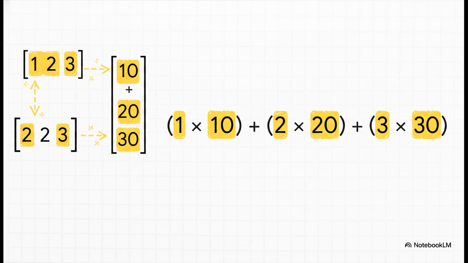And here's how you combine them. You multiply the elements that line up. So the first number in the row times the first number in the column, that's 1 times 10. Then the second numbers, 2 times 20. And you guessed it, the third numbers, 3 times 30. Once you have those, you just add them all up.